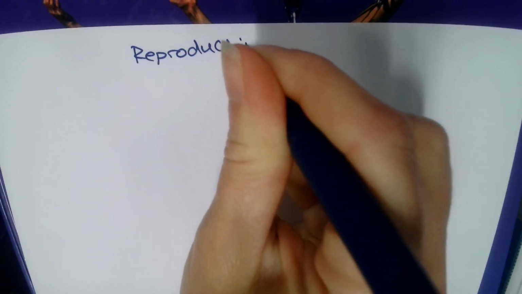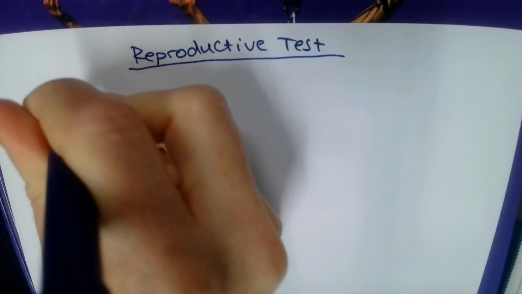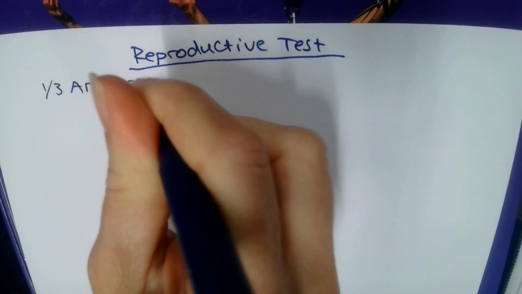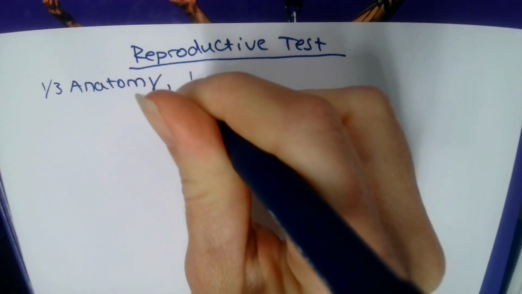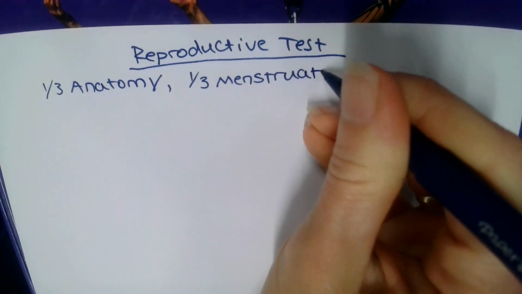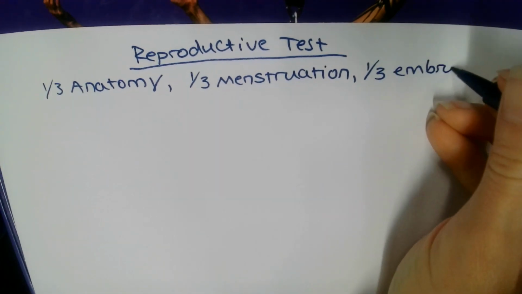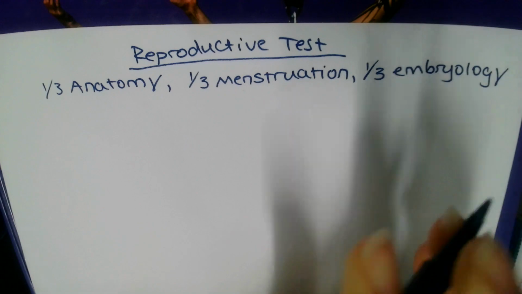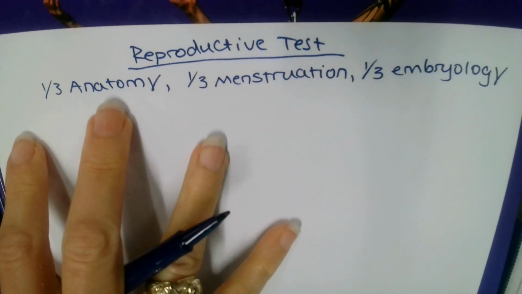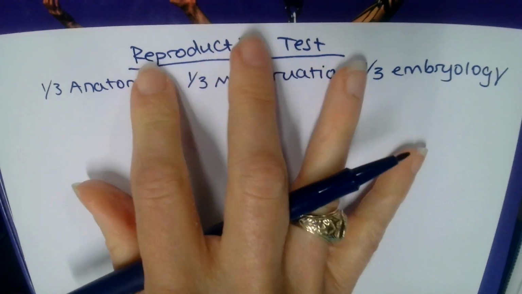So your reproductive test is going to be a third anatomy, male and female, a third physiology, which for this unit was menstruation, and a third developmental embryology. And so what I think I want to do with this review is combine all three of these things so that you can see an overall view of how they all go together.